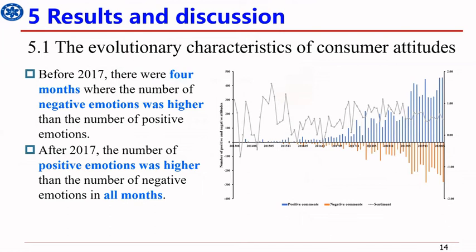Okay, this is a basic result: the evolutionary characteristic of consumer attitude. We can see the different colors for positive comments and negative comments, and this green line is the sentiment for the charging infrastructure. So we get some basic ideas. Before 2017, there were 4 months where the number of negative emotions was higher than the number of positive emotions. But after 2017, there are more and more positive emotions for charging infrastructure.